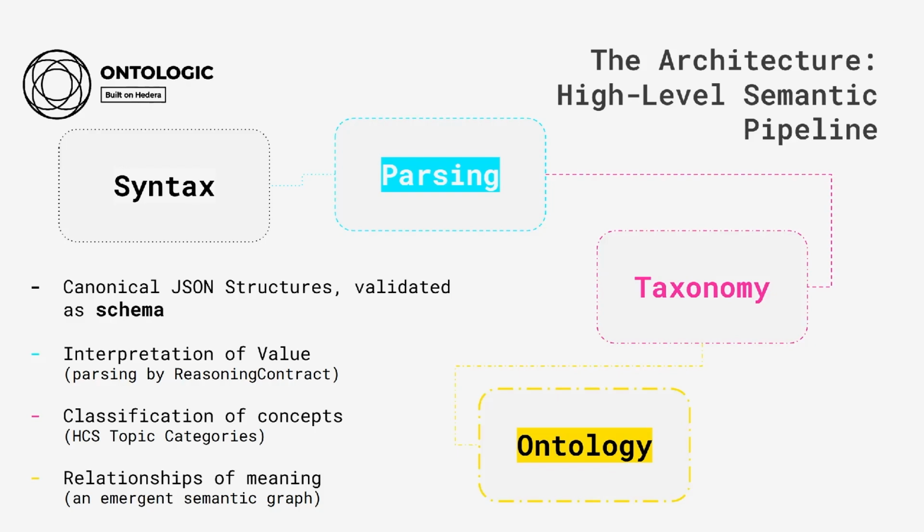Then there's a classification of concepts. This is similar to how you could think of a taxonomy. The HCS topic categories would allow us to map a taxonomy onto the category in order to derive proofs and use those proofs to continue deriving conclusions and build out the taxonomy. Through this, we're able to derive relationships of meaning, and a semantic graph emerges, forming an ontology. Each stage is deterministic, producing verified meaning, and the output is a single proof hash anchored on Hedera.